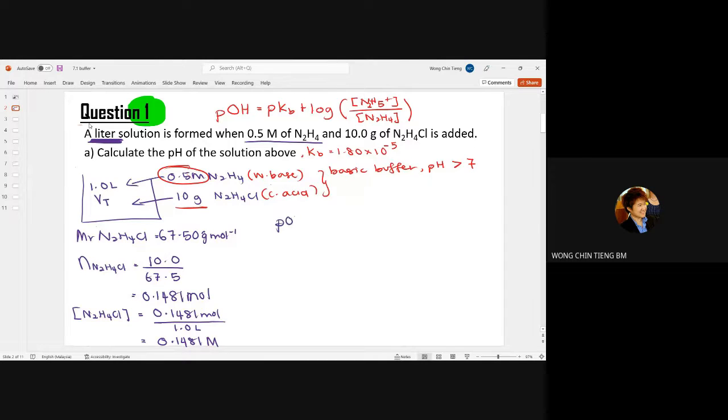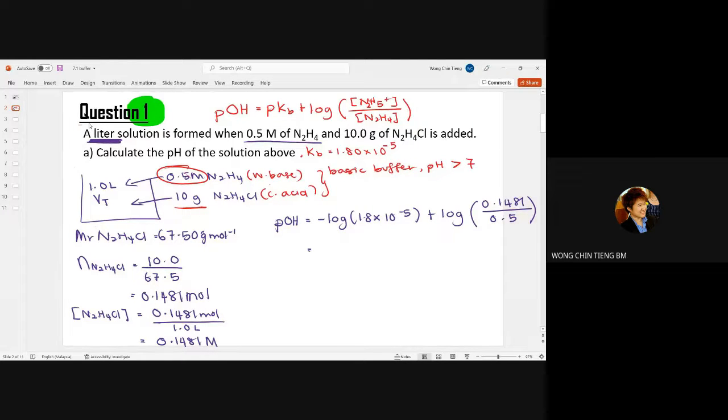Formula dah ada sayang. pOH dah ada yang kita akan cari. pKb is negative log 1.8 times 10 to the power of negative 5, plus log concentration of my conjugate acid, 0.1481 over 0.5. Sayang, satu je isu dunia: tekan calculator betul-betul. Right? Are we together? Perfect. So pH equals 14 minus pOH. Therefore, you will have 9.7837. Anybody disagree?